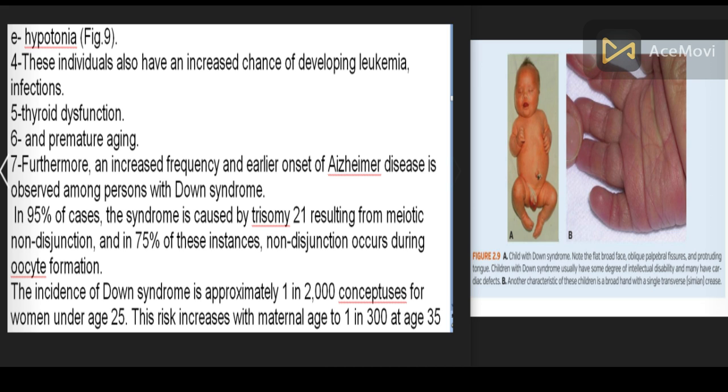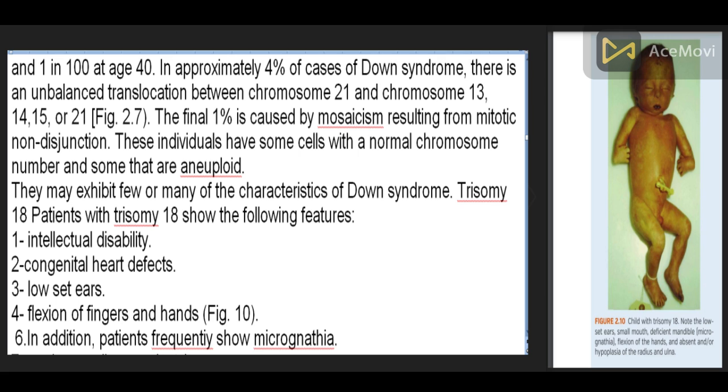The incidence of Down syndrome is approximately 1 in 2,000 conceptuses for women under age 25. This risk increases with maternal age to 1 in 300 at age 35 and 1 in 100 at age 40. In approximately 4% of cases of Down syndrome, there is an unbalanced translocation between chromosome 21 and chromosome 13, 14, 15, or 21, Fig. 2.7.